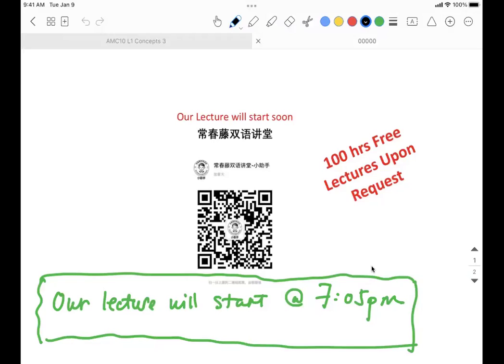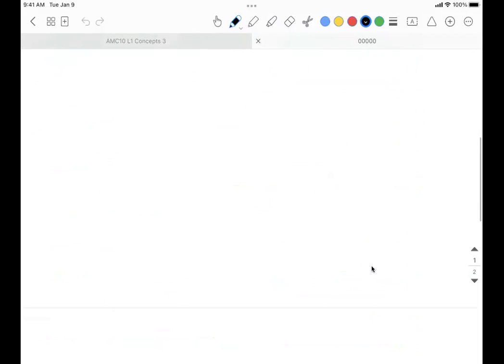Generally speaking, the AMC10 math competition covers four major areas: geometry, algebra, counting and probability, and number theory. So for our lectures, we're going to organize our concepts and try to cover as much as possible for these four major areas. We have 10 lectures in total, and this is how we organize them.